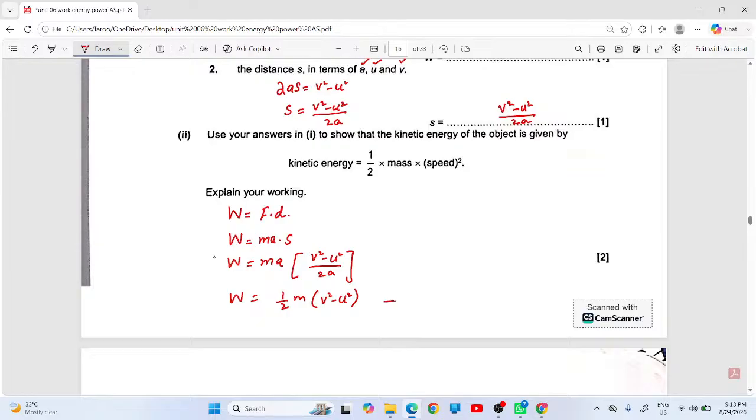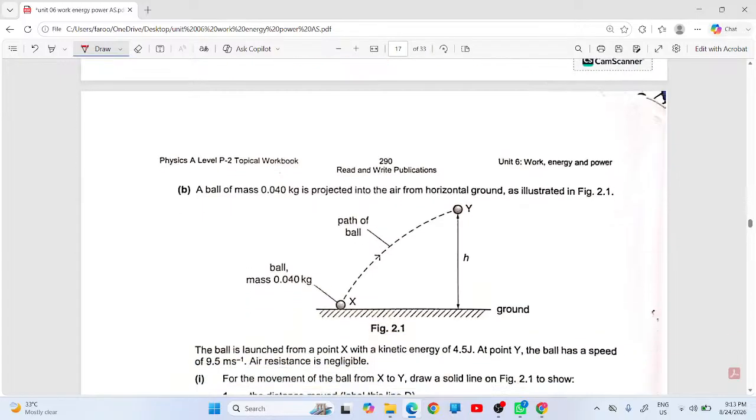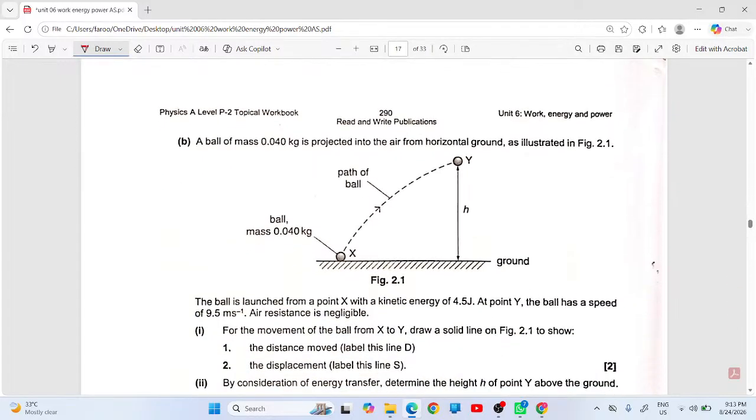So it equals half multiplied by m, which is mass, multiplied by v squared minus u squared, which is speed squared. This is the answer, and we have to show this one. Next is part B.